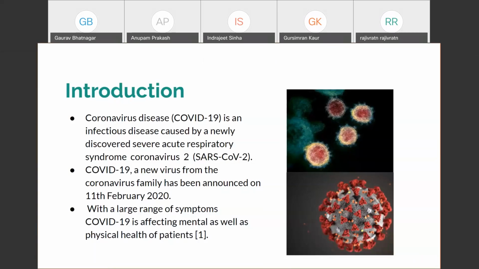As we know, coronavirus disease is an infectious disease caused by severe acute respiratory syndrome coronavirus 2, and it has taken the world by a huge shock. It was officially announced for the first time on 11th of February 2020, and since then it has taken a toll on the physical as well as mental health of a lot of patients. The symptoms vary from fever, cold, sore throat, to loss of taste. And there are also a lot of people dying because of this virus.